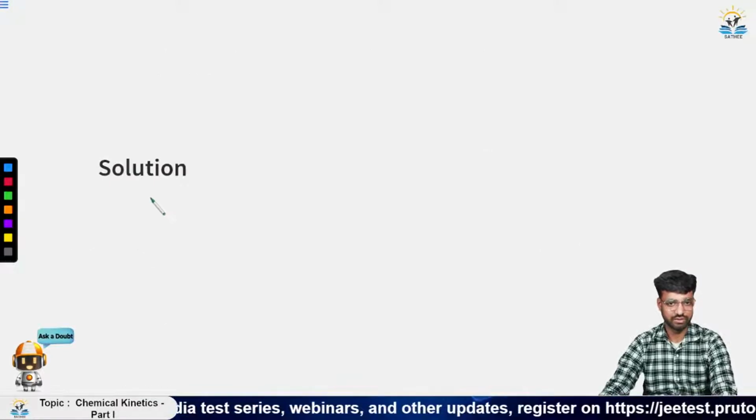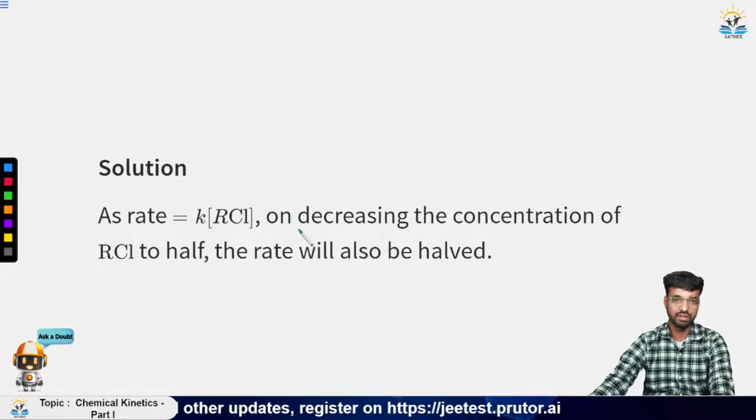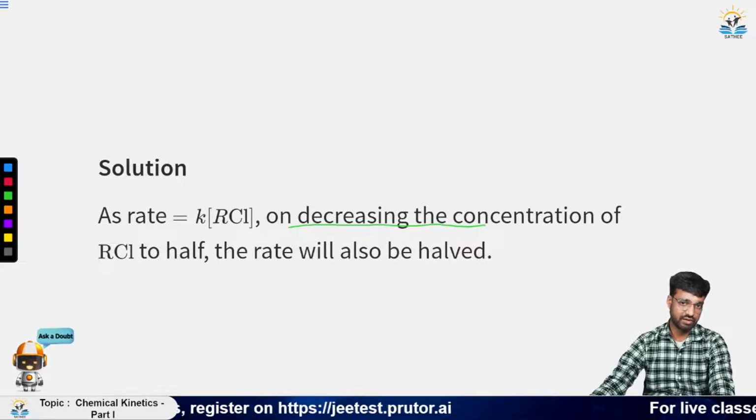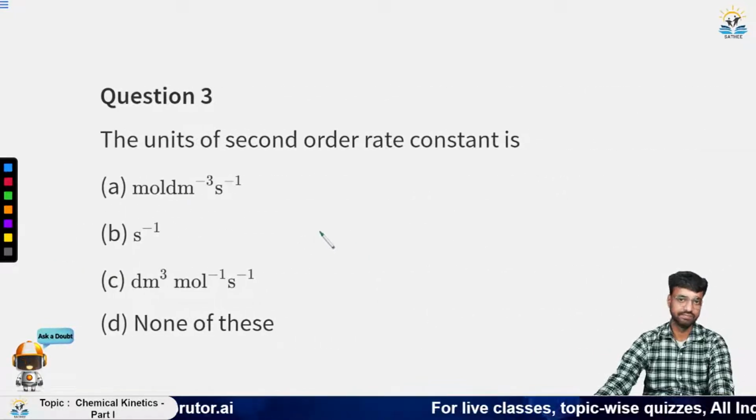Now let us see the options. Let us see the solution. It is given that as rate is equal to k[RCl], on decreasing the concentration of RCl to half, the rate will also be halved. So this is the correct answer.